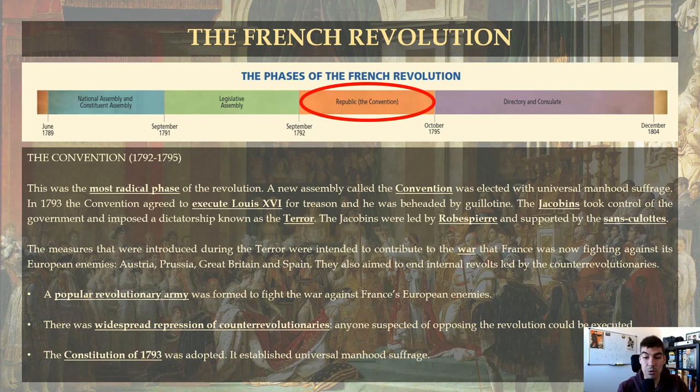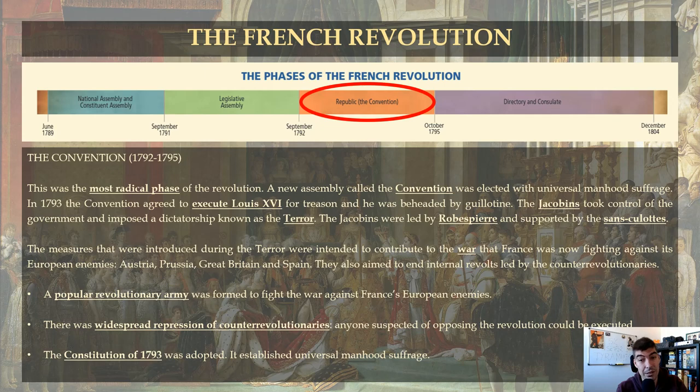The Jacobins took control of the government, they led the Convention, and imposed a dictatorship known as the Terror. These Jacobins were led by Maximilien Robespierre, he's a god, and supported by the sans-culottes. We will explain who they are. The measures that were introduced during the Terror were intended to contribute to the war that France was now fighting against these European enemies.